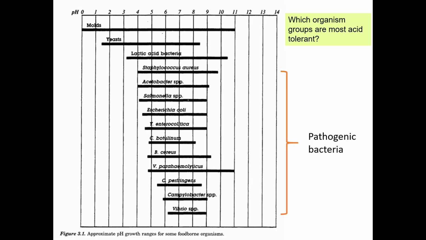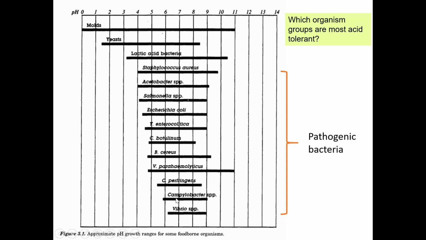Molds are going to be the most acid tolerant, also the most basic tolerant. So they're going to have a very large range that they can survive, and yeasts are going to be the second most acid tolerant. Molds can survive all the way down to a pH of 0, some of them, whereas yeast can survive all the way down to a little bit above 1, okay?